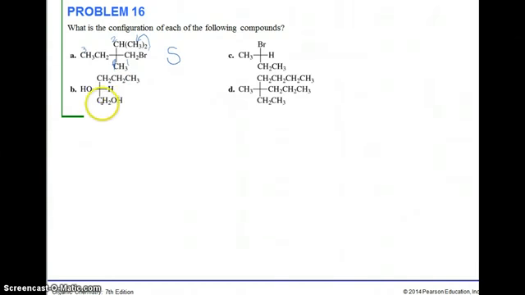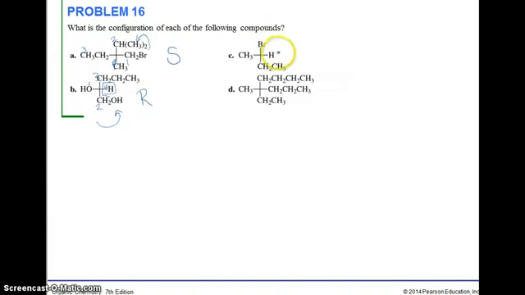For B, first let's assign priority. Hydrogen is going to be number 4. Oxygen is going to be number 1. This is going to be number 2 and number 3. So we're going counterclockwise with my lowest priority being in the horizontal. So this is an R.